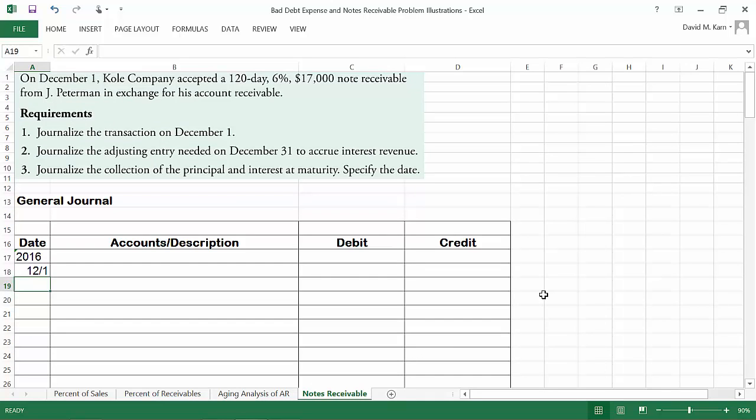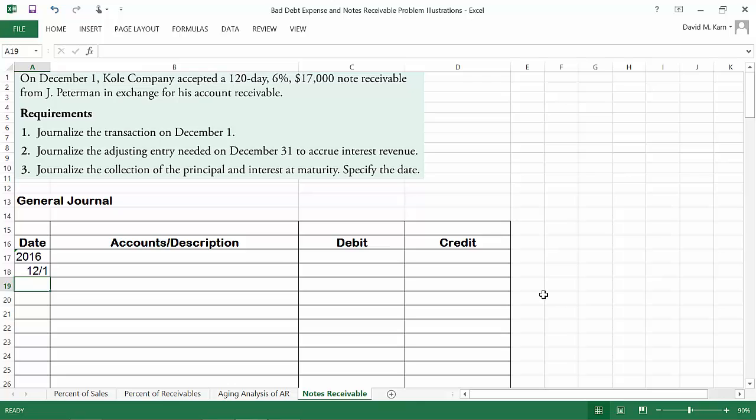Okay, let's take a look at a notes receivable problem here. It says on December 1st, Coal Company accepted a 120-day 6% $17,000 note receivable from J. Peterman in exchange for his account receivable.